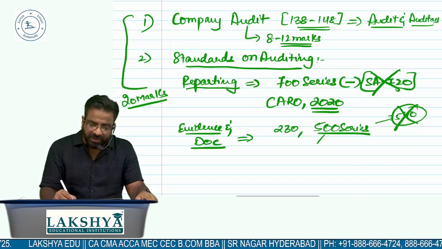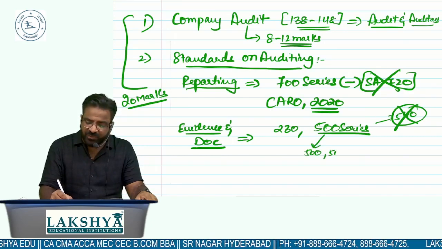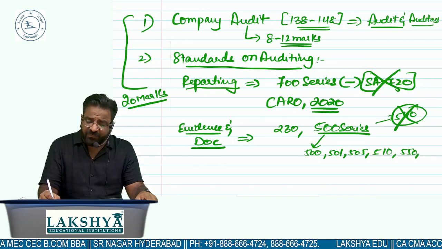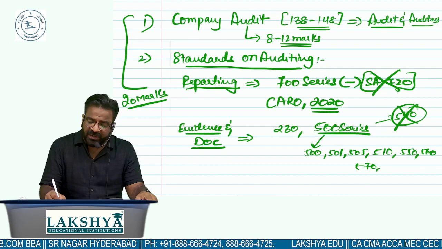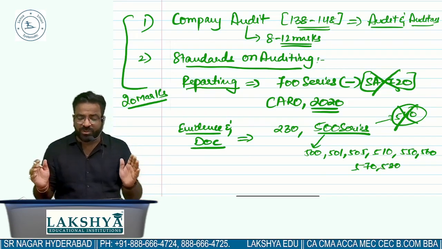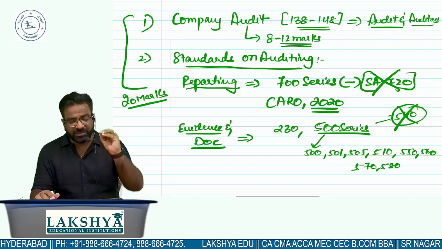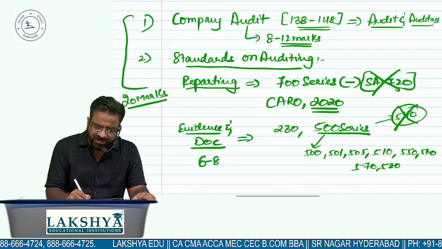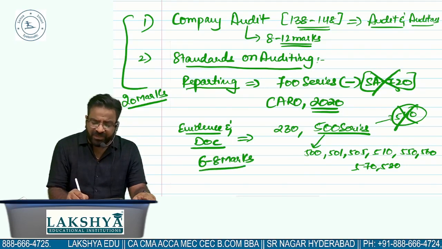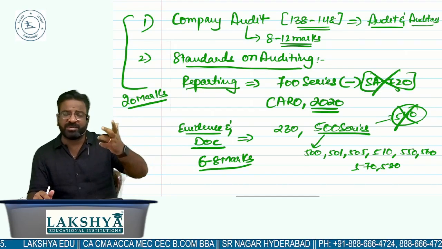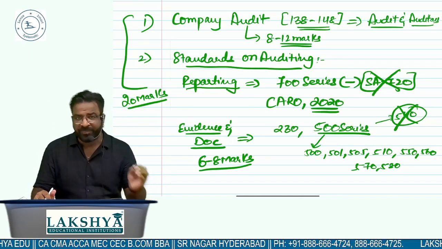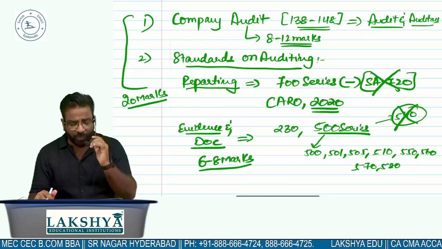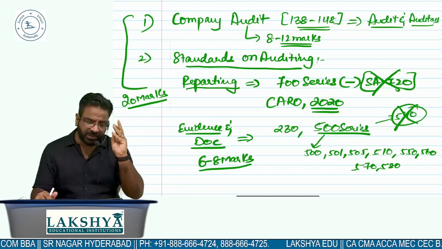In the 500 series, you have 500, obviously 501, 505, 510, 550, 560, 570 and 580. You already have these total 9 standards including 230 in your chapter called evidence and documentation. Minimum 6 to 8 marks you can expect from this particular chapter only. Rather, I am telling you the minimum, but there may be a possibility that 10 to 12 marks may also come. So first we need to cover company audit, followed by reporting, followed by evidence and documentation series.